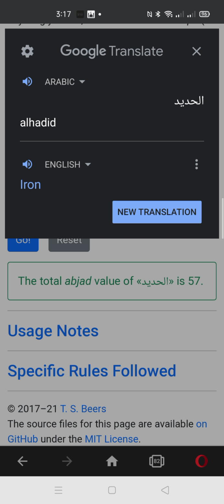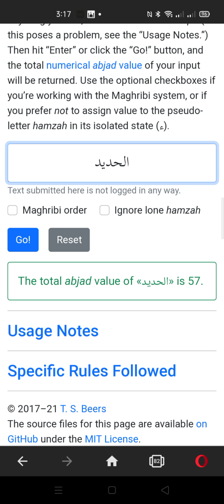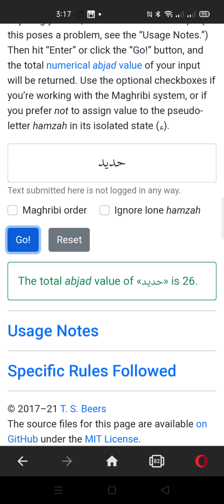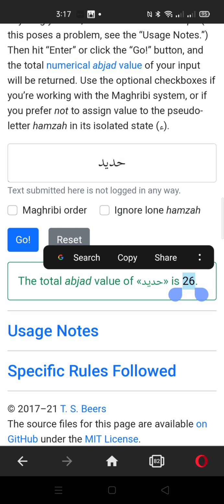Hadid, iron, 57. Now what's even more amazing, al is the Arabic word for the. If you remove the al, hadid, that just means iron without the article the. So what does this equate to? And there you have it. MashaAllah. Unbelievable. The value 26.